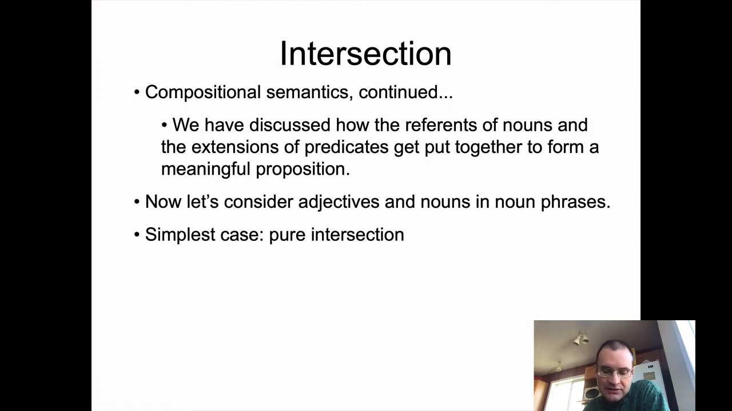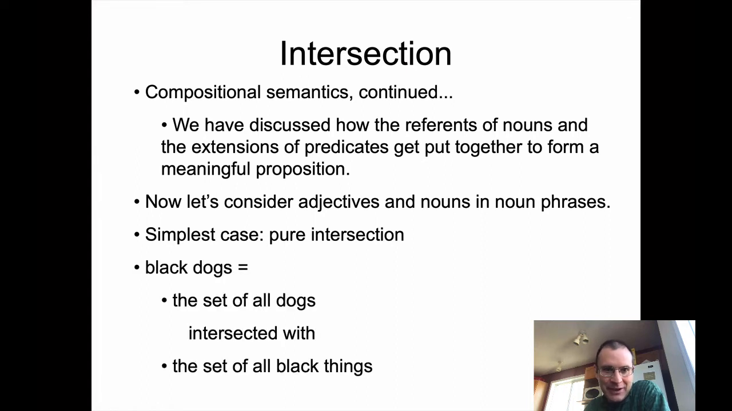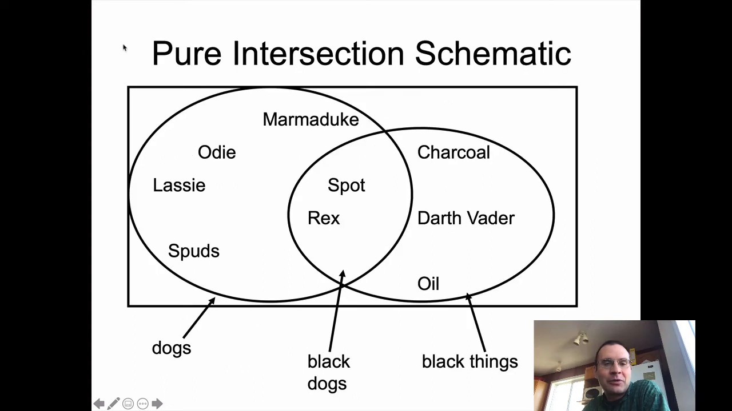The simplest case for how this works is what's called pure intersection. These are going to look like similar concepts from math or logic if you've encountered them before. But say you have the expression black dogs. That you can think of as the set of all dogs in the world intersected with the set of all black things. And I'll lay that out for you here in another one of these simple boxes and arrows diagrams.